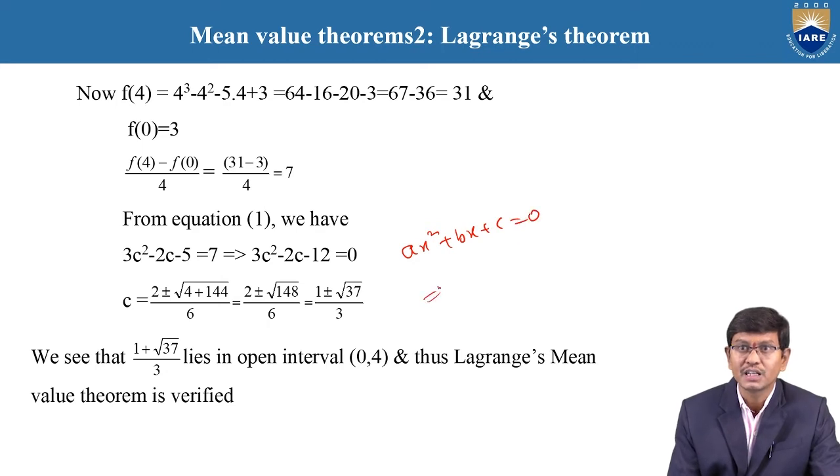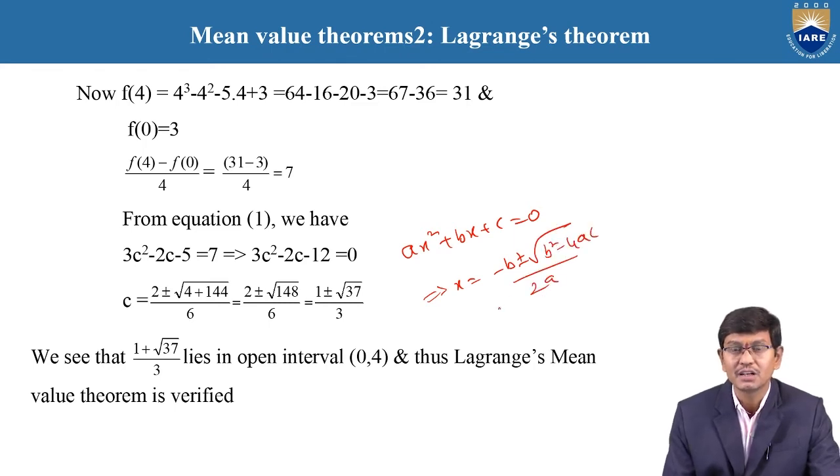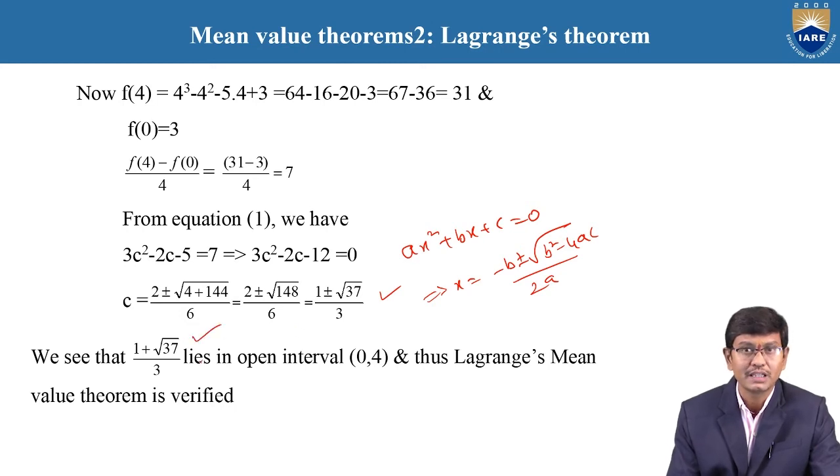With the help of the formula, x is equal to, clearly we know, minus b plus or minus root of b square minus 4ac, by 2a. By using this, while solving, the points obtained are clearly 1 plus or minus root of 37 by 3. Therefore, taking 1 plus root of 37 by 3, it lies in between 0 comma 4 only.